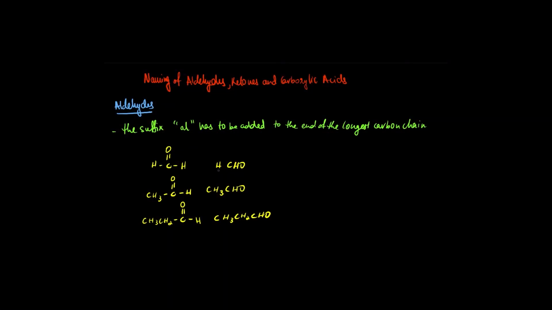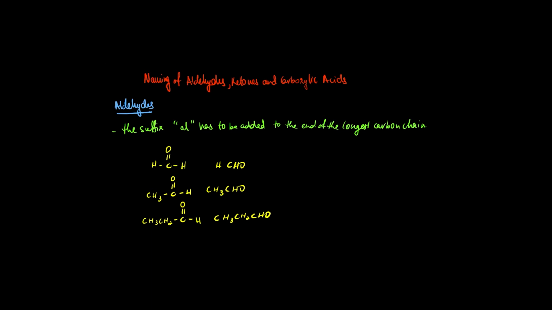Hello everyone, in this video we'll be doing the naming of aldehydes, ketones and carboxylic acids. Now there are three different functional groups. The chemistry of these functional groups you will be studying in a later video, but let's start off with the naming. Aldehydes are a functional group in which the suffix -al has to be added to the end of the longest carbon chain.